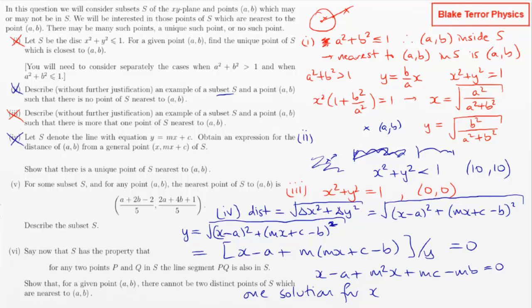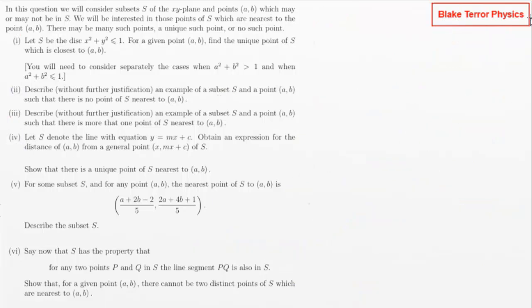Okay, right, well, let's fill up that sheet. Let's get a new sheet up for the last 2 parts. Part 5. For some subset S and for any point AB, the nearest point of S to AB is that. Describe the subset S. Right, okay, so the nearest point of S to AB, these are all points in S. That's a description of points in S.